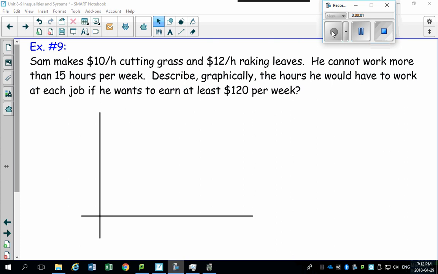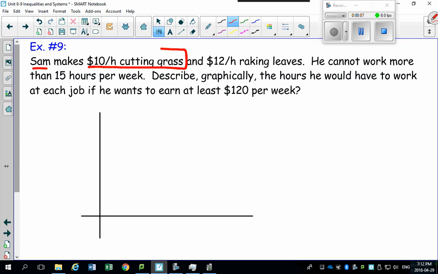Money, money, money, money. Here we go. We're talking about Sam. Sam says he makes $10 an hour cutting the grass. He also makes $12 an hour raking leaves. He cannot work more than 15 hours per week. Oh, maybe Sam is some young kid and his parents don't want him to work more than about 15 hours.